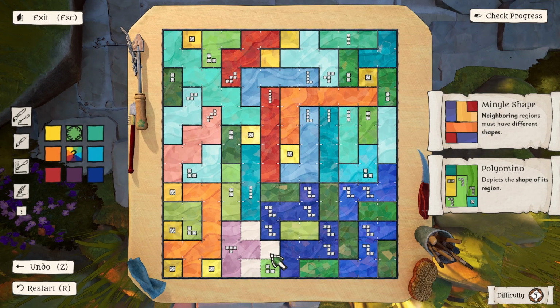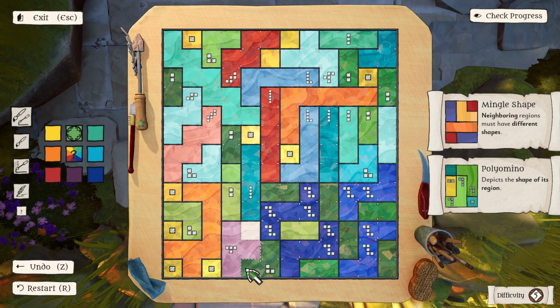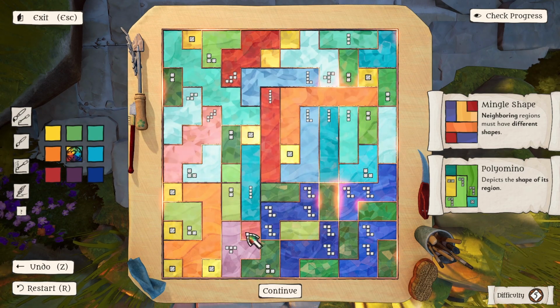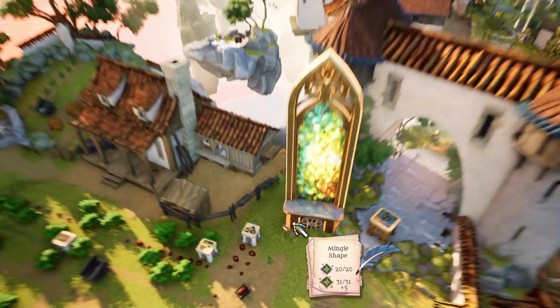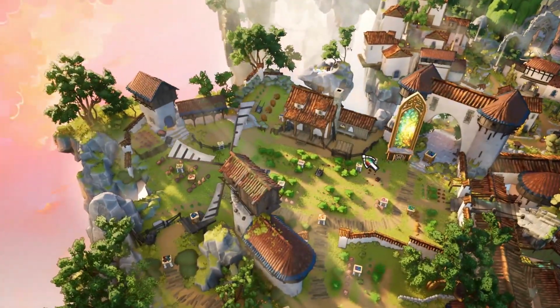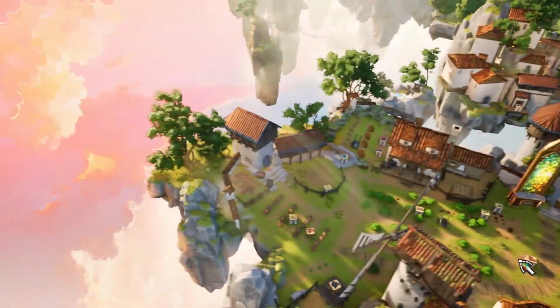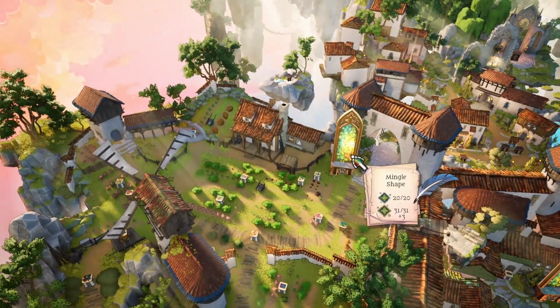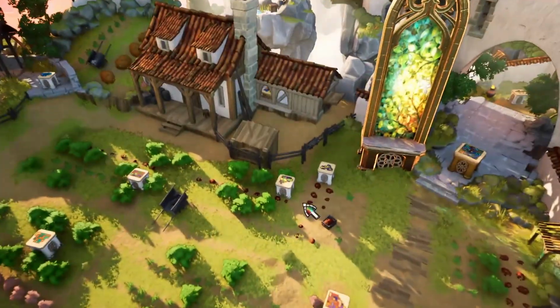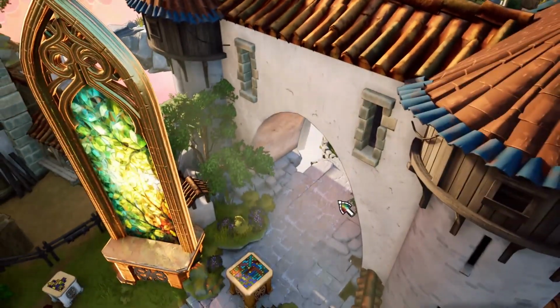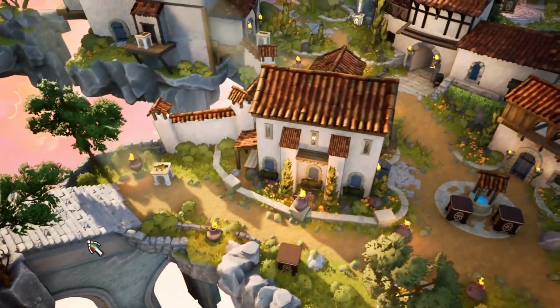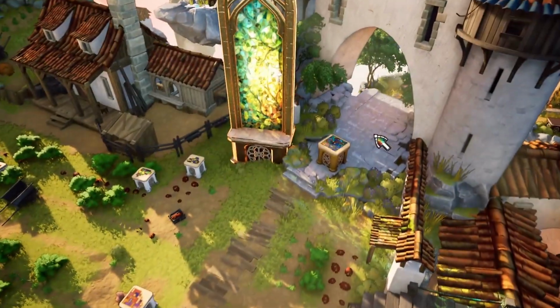That tells me it's that, that, and this. That, did I just finish this region? Yes, I did. Okay. That one was a little bit rough, but it's done.